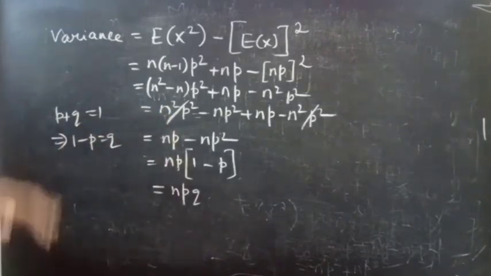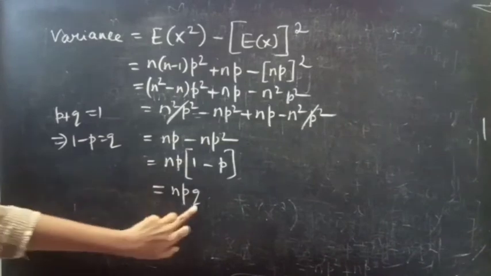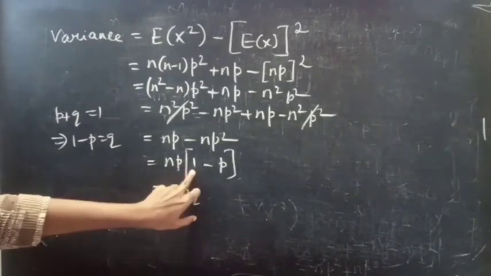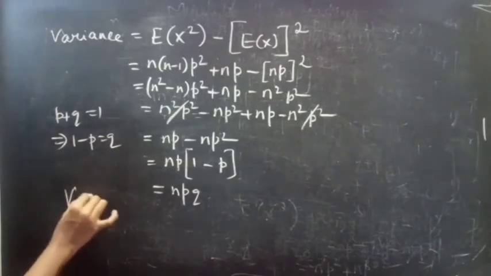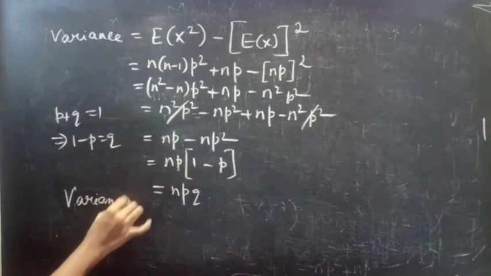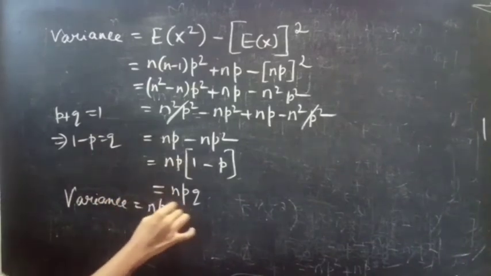q is the probability of failure. We can write it as 1 minus p. Fine. So therefore, the variance of the binomial distribution is npq.